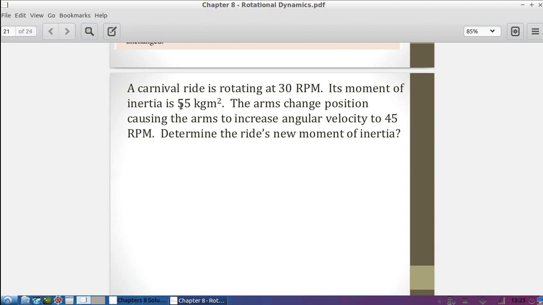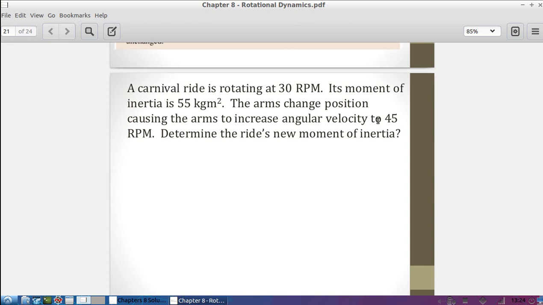So that's good. I got a value, right? I don't have to model it as like a disk or a sphere or anything like that. So I just got a straight number for the moment of inertia. That's nice. The arms change position, causing the arms to increase the angular velocity to 45 RPMs. So we see an increase in angular velocity.